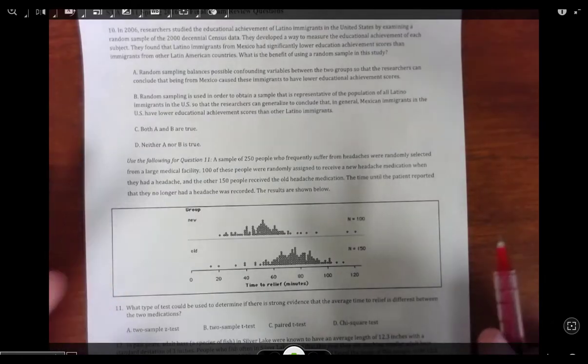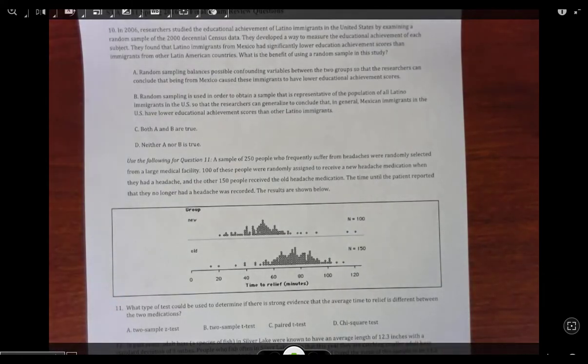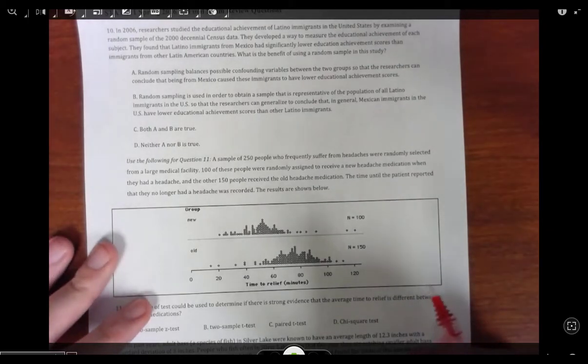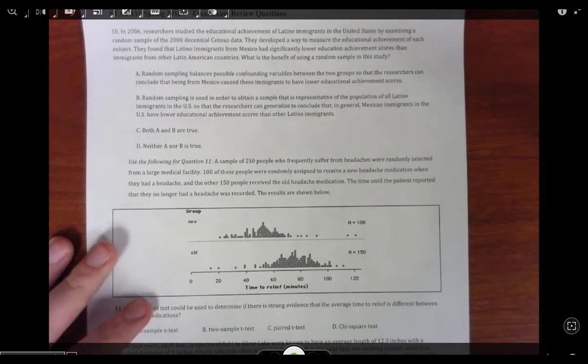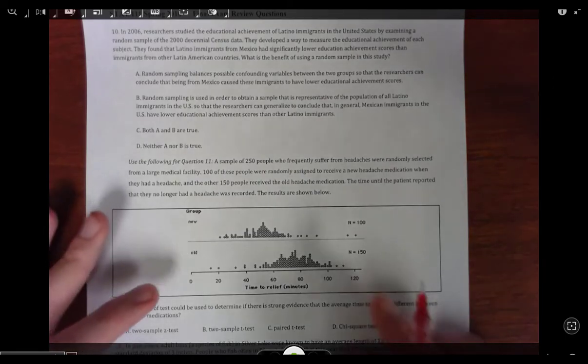So question 10 wants to know, what's the benefit of using a random sample in the study? So we want to talk about that. A random sample is what allows us to generalize the results back to the population. So what it's going to do is remove any sort of bias that the samples may have that won't allow us to claim that the sample looks a lot like the population. So anything that's true about the sample should also be true about the population.